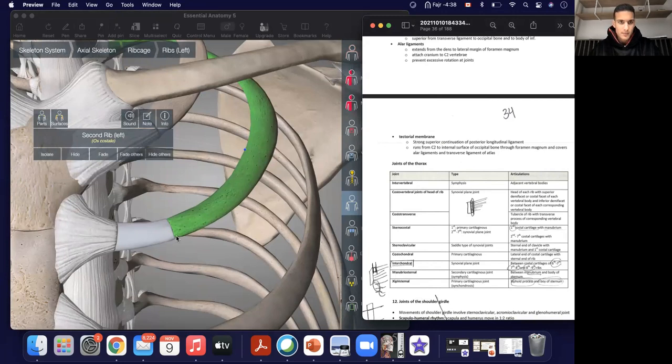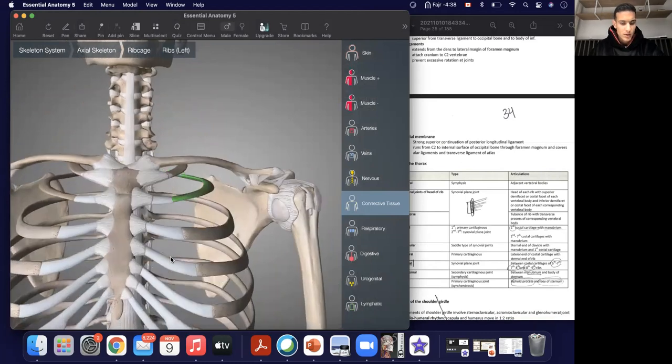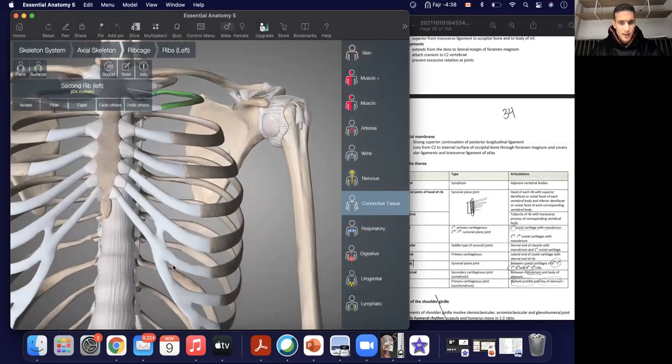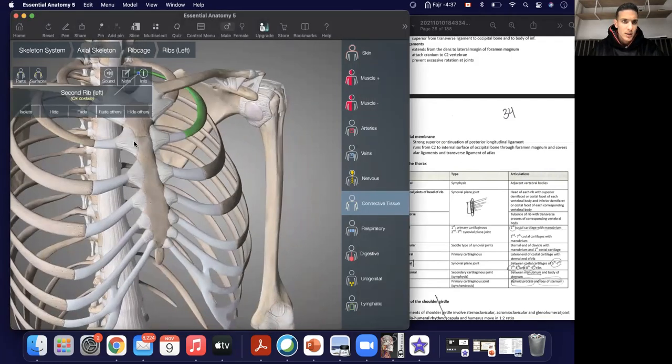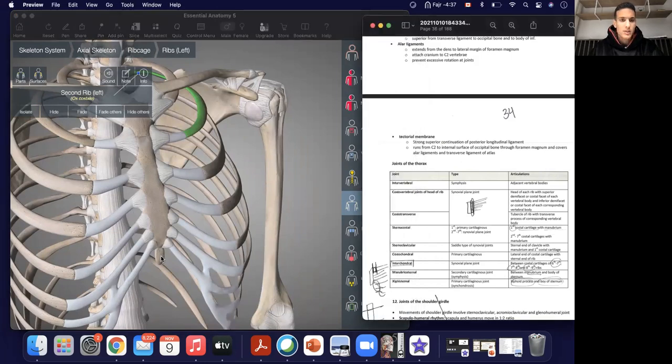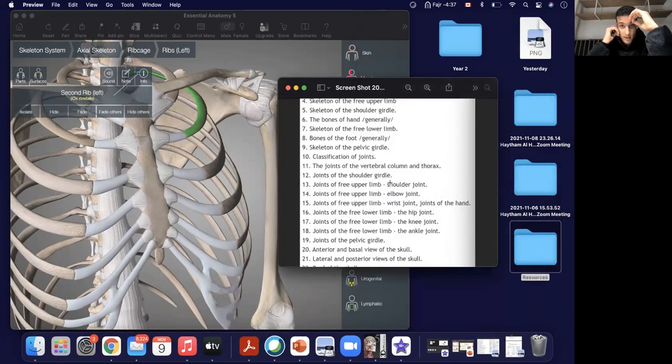Interchondral. I'll show you what interchondral is. Interchondral is this, between the costal cartilages, right here. This part. This is called interchondral. Then we have manubriosternal. This part where the sternal angle is present. The xiphisternal, here between the xiphoid process and the manubrium. This is for the joints of the thorax and the vertebral column.